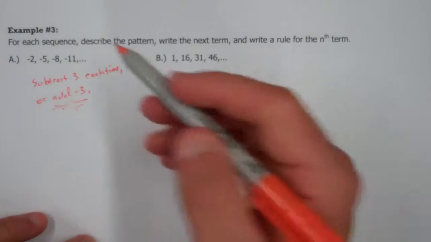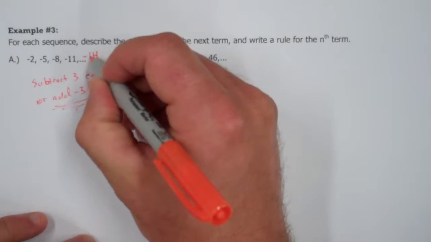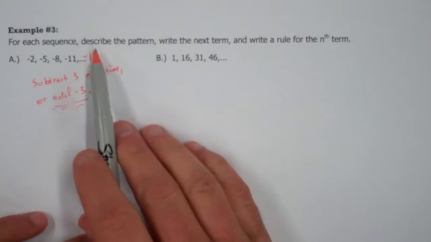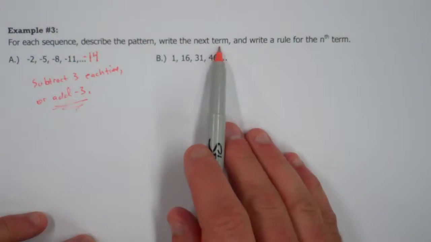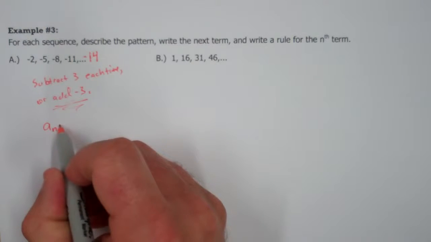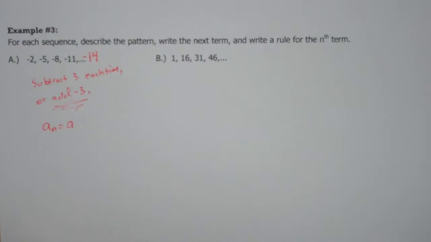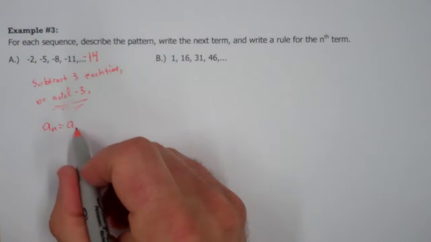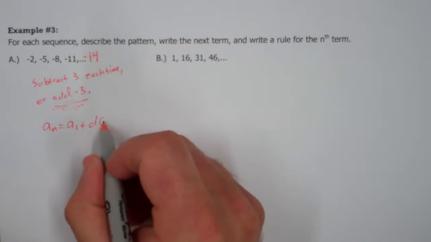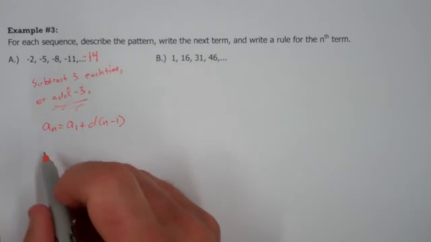We're going to write the next term. So -11 minus 3 is -14. That would be the next term in line. So we've described the pattern. We've written the next term. We've got to write a rule now for the nth term. If you want to use a formula for this, for an arithmetic sequence, that's where you're adding the same thing each time, we'll take a sub 1 plus d times n minus 1, and that will describe any arithmetic sequence that you have.